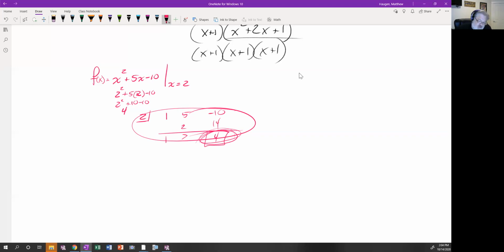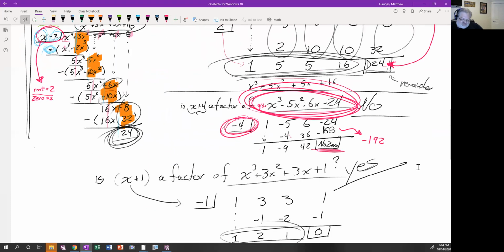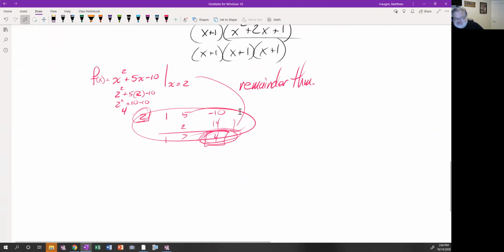Okay. By the way, your textbook does talk about that tool. It's called the remainder theorem: the fact that the remainder with synthetic division is the polynomial evaluated at the root. So it's a nice tool. My being off about the negative notwithstanding, it's a nice tool.